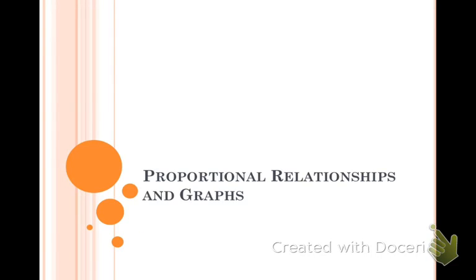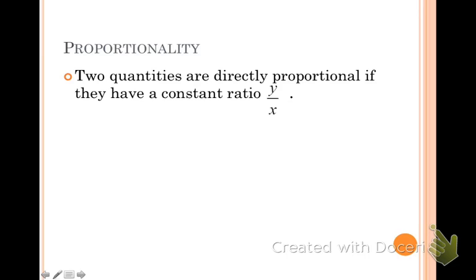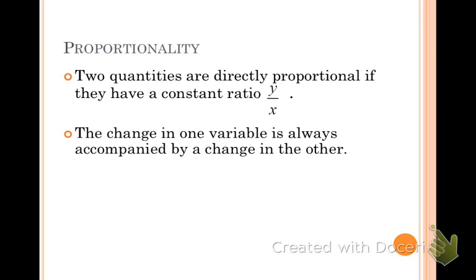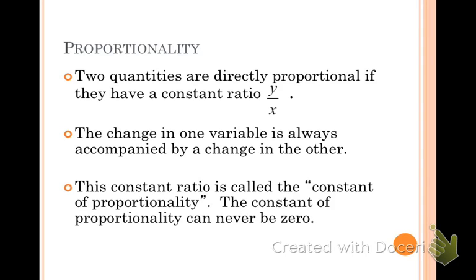All right, we're going to continue learning about proportional relationships, and we're going to be able to identify them in graphs, equations, and tables. You learned about this yesterday, that the two quantities are directly proportional if they have a constant ratio y over x. The change in one variable is accompanied by change in the other, and this constant ratio is called the constant of proportionality. The constant of proportionality can never be zero. We also know this to be the unit rate.